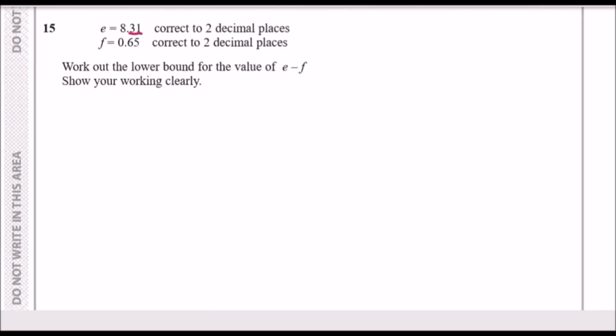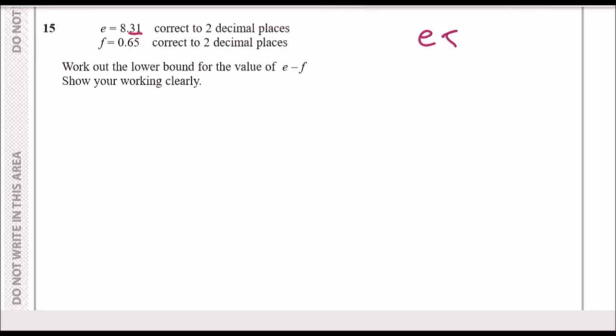Okay, number 15. So E and F have both been rounded to 2 decimal places. So we got 8.31 and 0.65. And when something's been rounded to 2 decimal places, it means it was originally 3 decimal places or more. So for E and F, we should put it back to 3.